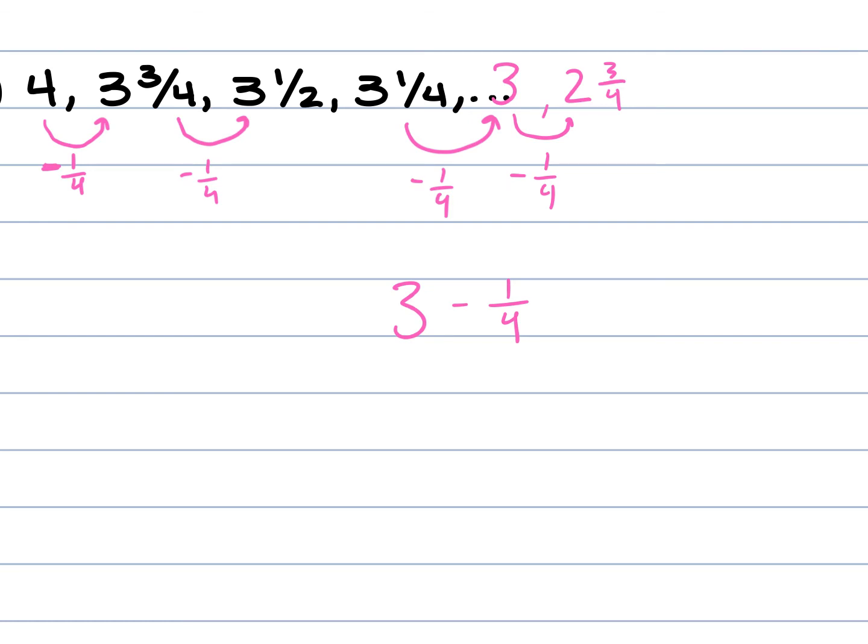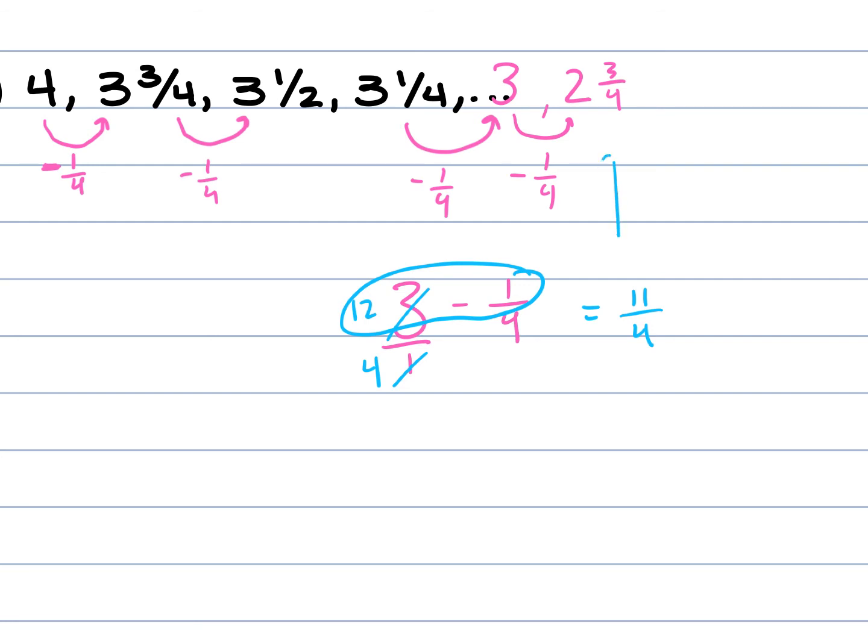How do I subtract a whole number and a fraction? By making the whole number a fraction. What do I need when I subtract fractions? I need a common denominator. So how can I make 3/1 have a common denominator? I can multiply the top and the bottom both by 4, so make it 12/4. And then I just subtract the numerators together. So 12 minus 1 would be 11/4.